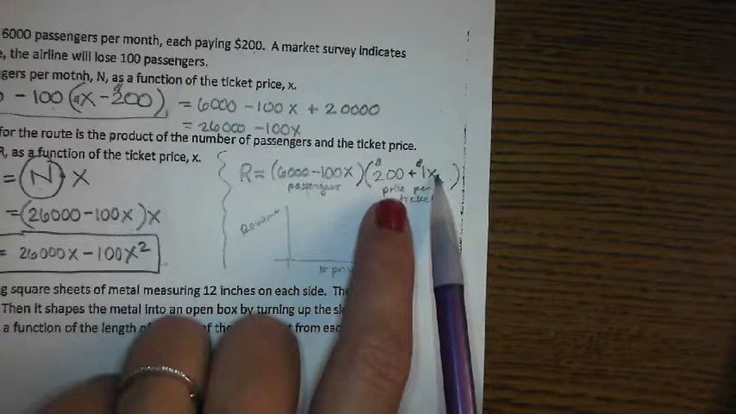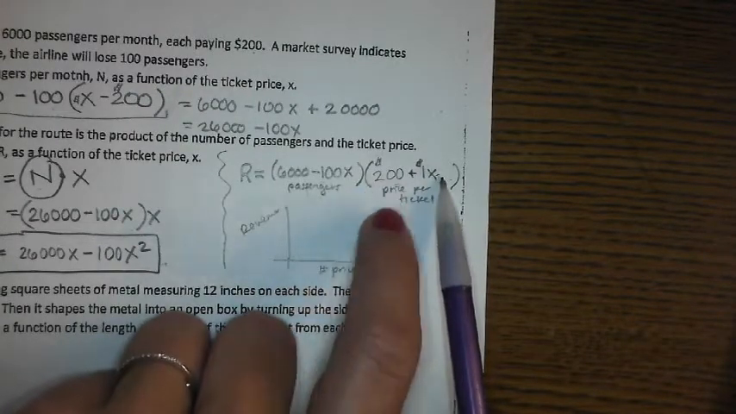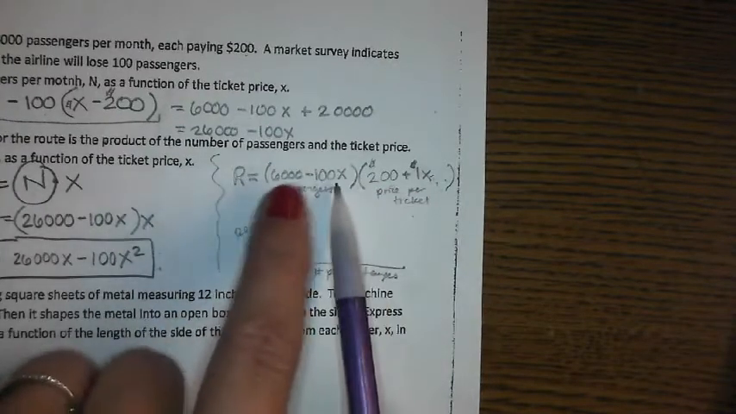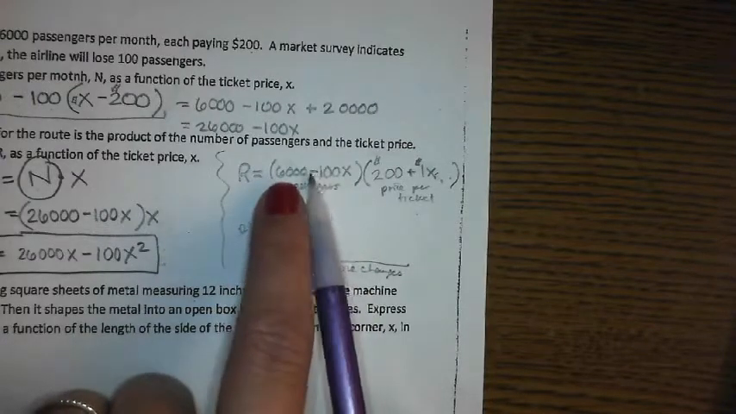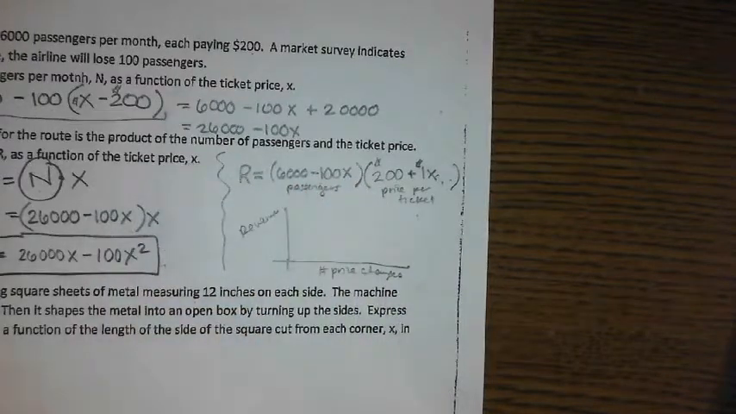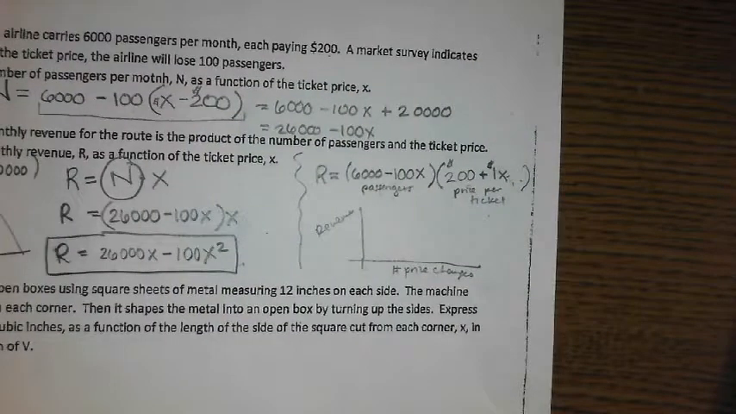So if X is negative 70, then we've actually decreased the price by $1, 70 times, making each ticket 130 bucks. And if you wanted to figure out our number of passengers under that situation, 6,000 minus 100 times negative 70 would increase our number of passengers to 13,000. So you're selling for cheaper, but you have more passengers. Do you see how they're both giving us the same information?